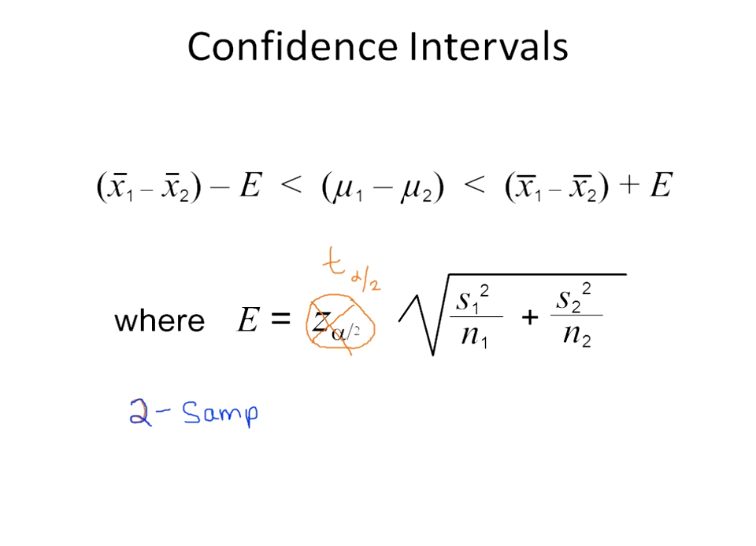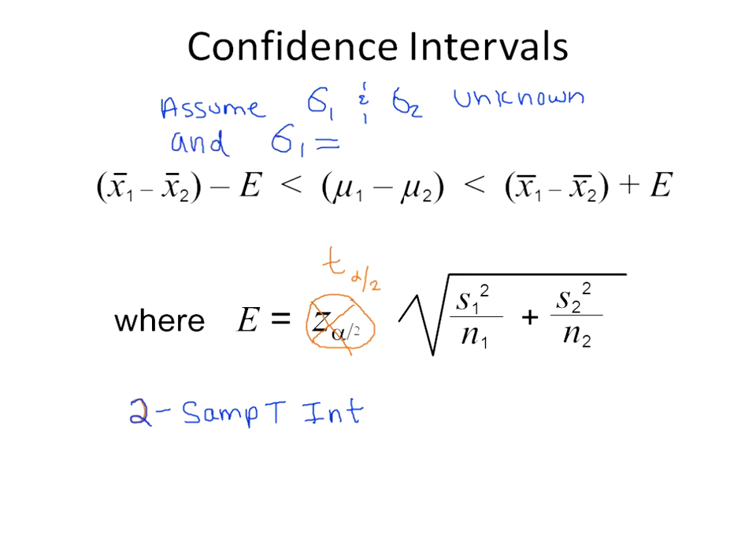And I know the word sample isn't actually spelled out. I think it's S-A-M-P, okay. 2 sample, and then this would be T interval. T, and it's I and T. Now remember that we are assuming that sigma 1 and sigma 2 are unknown, and they are not assumed equal.